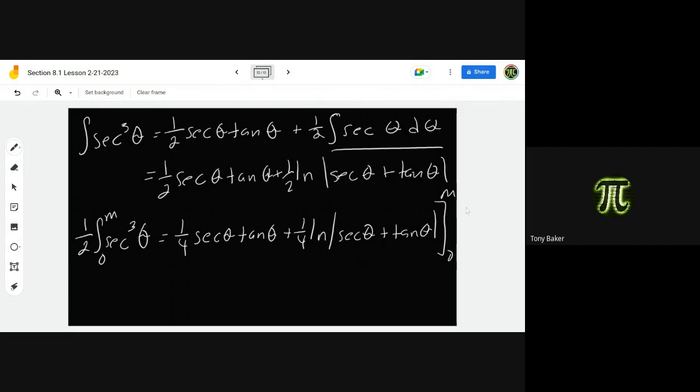You added 1/4, just to get the 1/2. My original problem had negative 1/2 the integral from 0 to m of secant to the third theta. So in order to plug this into that, you need to have it. So my original problem was this. When I went through and did all that extra work to find the integral, I found that. But I wanted half of that. That's why I had to multiply that side by the half. That's where the 1/4 came from.